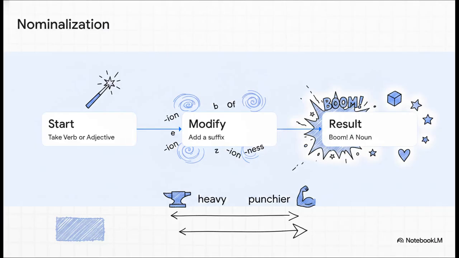This process is called nominalization. It's essentially a grammatical magic trick where you take a verb like decide or an adjective like happy, you slap a suffix on the end, and boom, you have a brand new noun, decision or happiness. But hey, here is a practical takeaway for you. While academic writing absolutely loves nominalization, overusing it makes your writing incredibly dense. So instead of saying the implementation of the plan, which feels super heavy, it's often punchier to just say implementing the plan. Trust me on that one.